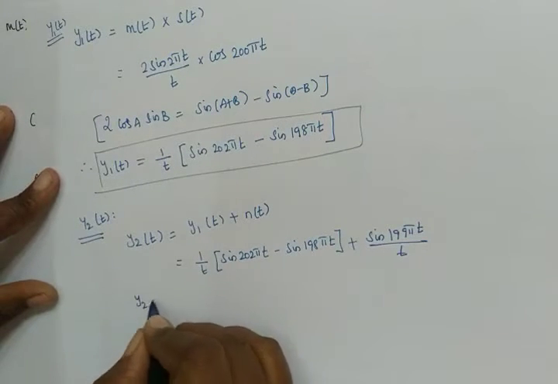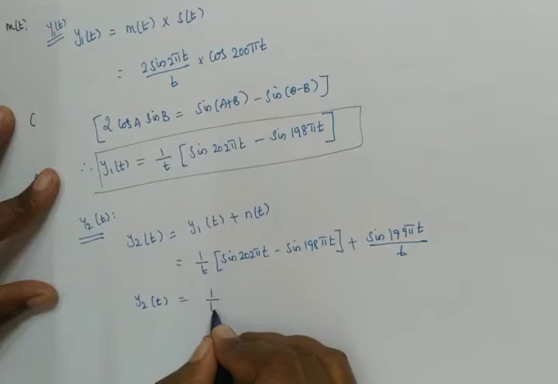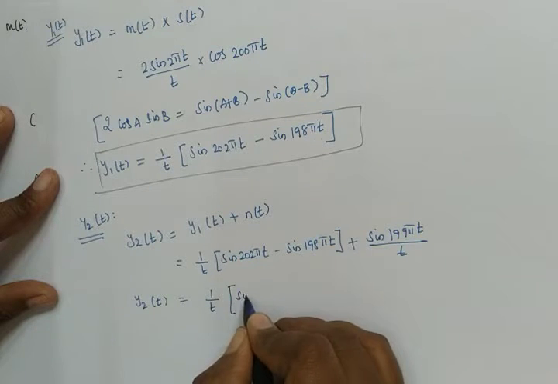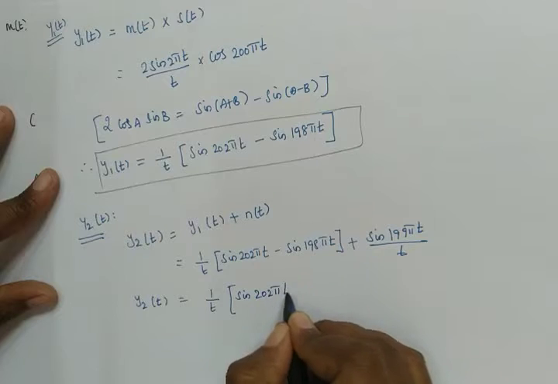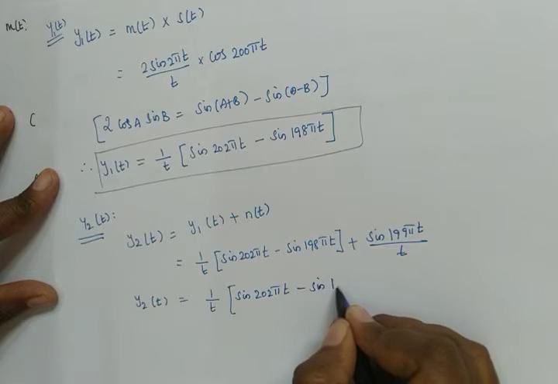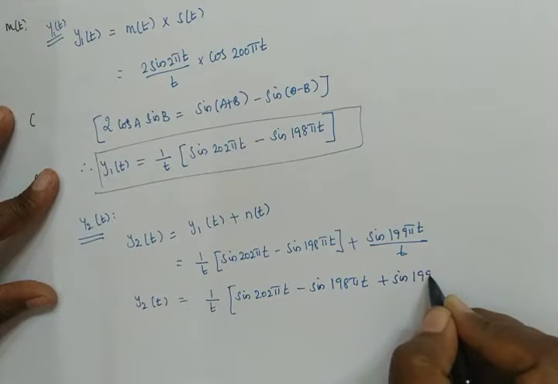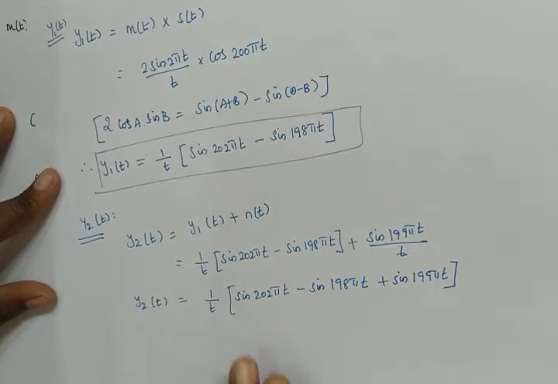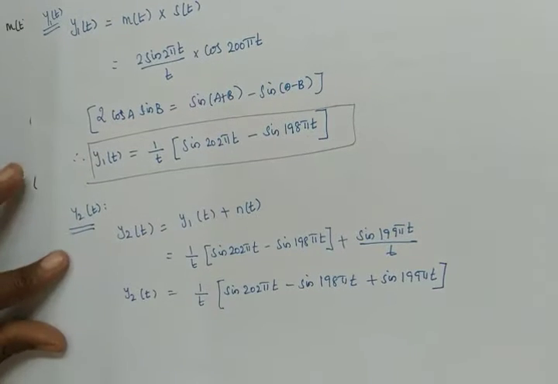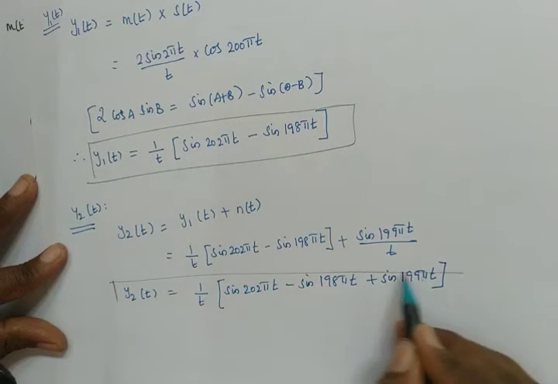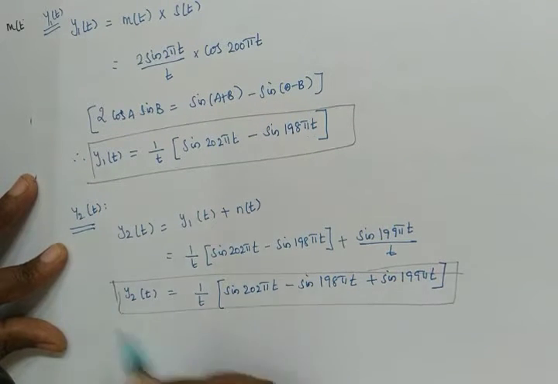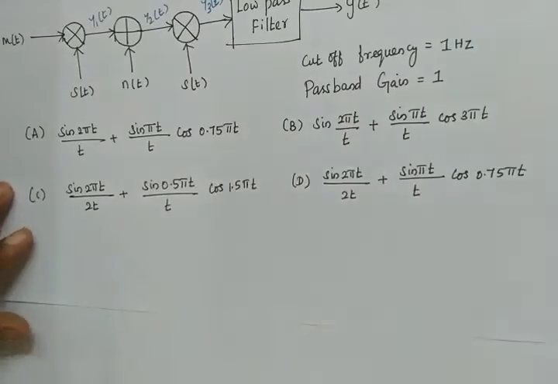Therefore y2 of t, let us take 1 of t as common, so we can write this as sine 202 pi t minus sine 198 pi t plus sine 199 pi t. Now this is the output of y2 of t. Now what we have to find is y3 of t.